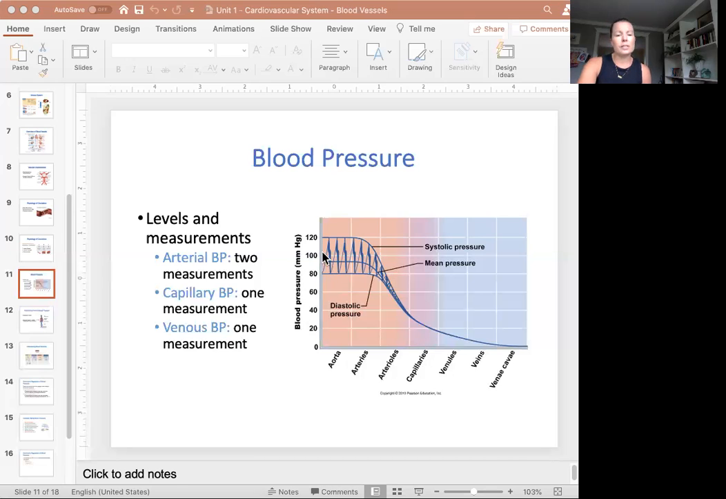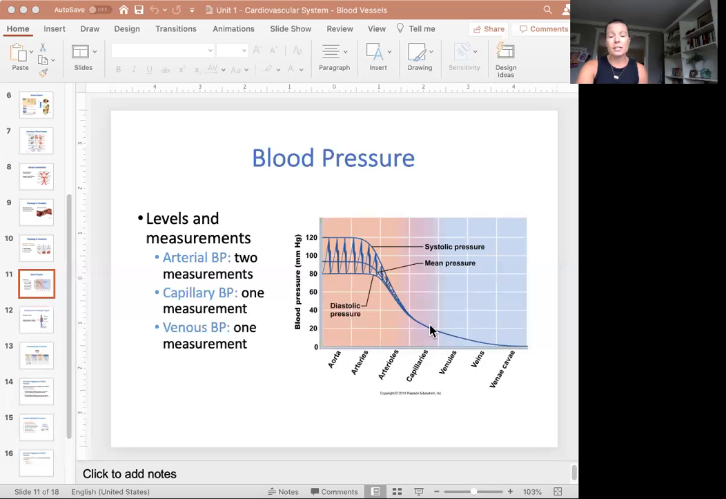But you can see that as blood flows out of the arteries, through the arterioles, and then finally into capillaries, first of all, blood pressure drops pretty dramatically. So it goes down to about 35. If you look at this graph here, when it first enters the capillaries, it's about 35, 37 millimeters of mercury.